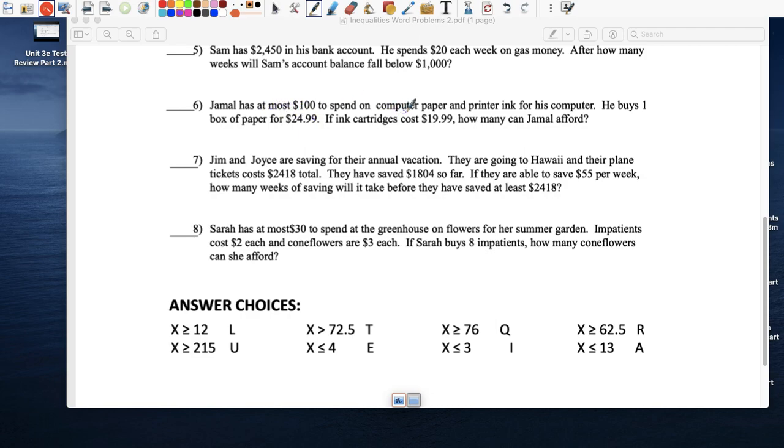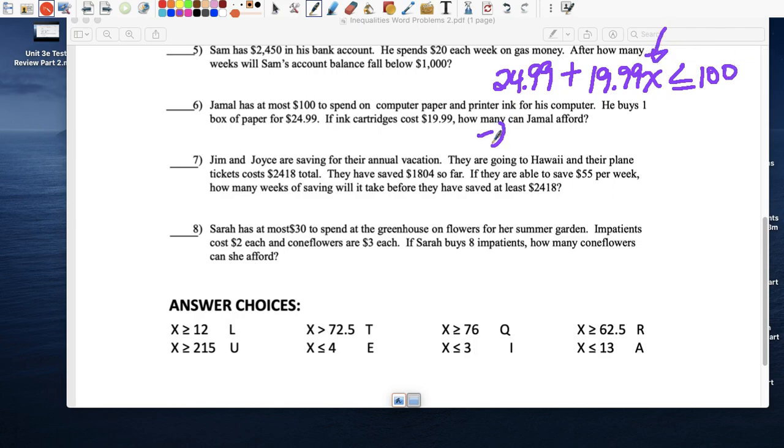6. Jamal has $100 to spend. He buys 1 box of paper for $24.99. I wish it was that cheap. And then how many cartridges can he afford? So we know he's spending $24.99, that's for sure, plus our unknown, the number of ink cartridges, or 19.99 times the number of ink cartridges, we call it x, all has to be less or equal to 100, because that's all he has. So how many of these can he buy?